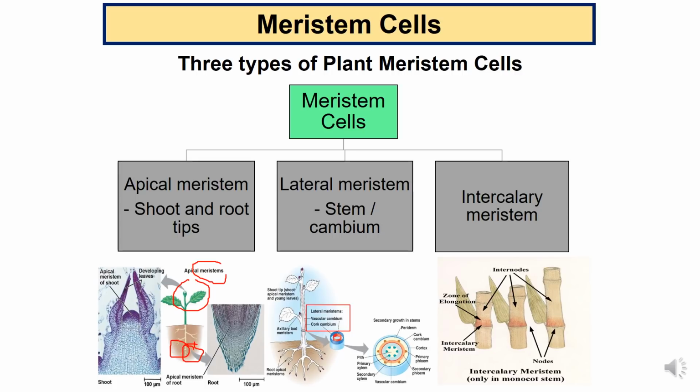Woody plants, however, also grow in circumference in the parts of stems and roots that no longer grow in length. This growth in thickness, known as secondary growth, is caused by lateral meristems, called the vascular cambium and the cork cambium. These cylinders of dividing cells extend along the length of roots and stems.